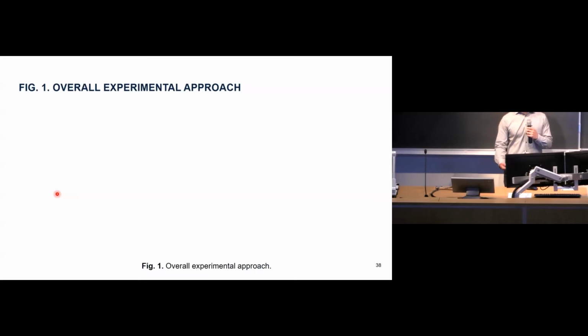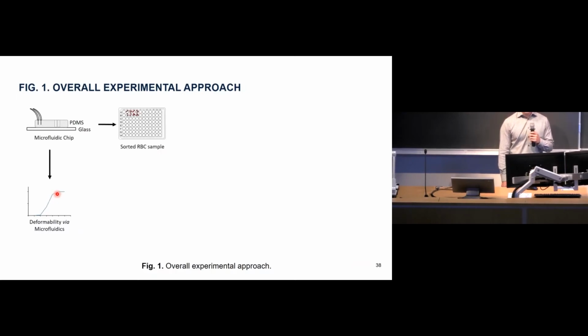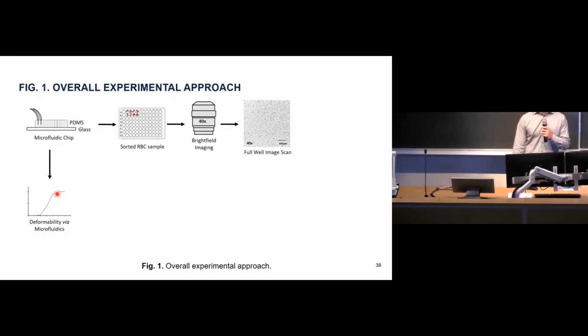So here I'm going to describe my general experimental approach. A red blood cell sample from a donor is processed and infused into a microfluidic device at 1% hematocrit. The cells are sorted by their deformability levels and a donor rigidity score is determined. After sorting, the cells are removed from the device and placed in imaging well plates. Using a Nikon microscope at 40x magnification, full well image scans are obtained.